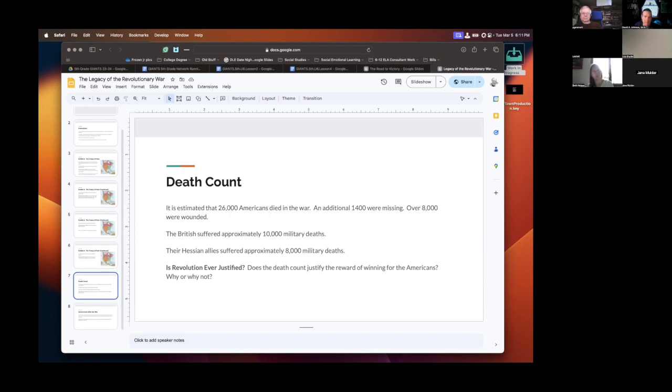So does that number sound big or small given the population of the US today? We've got about 330 million people, and 1% of that is 2.5 million. So if 26,000 Americans is 1% of the population at this time, what do you guys think? Drop in the chat. Does that number seem large or small to you?